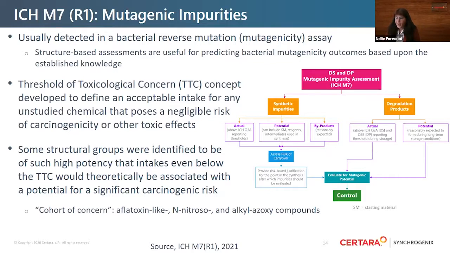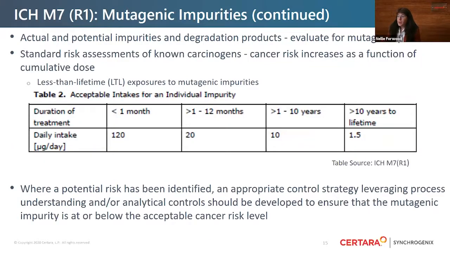We're also going to look for established cancer risk assessments, which are based on lifetime exposures. So when you're looking at your mutagenic impurities, you're going to look for actual and potential impurities that are likely to arise during the synthesis and storage of your new drug substance and during the manufacturing and storage of your new drug product. The impurity assessment is a two-stage process.